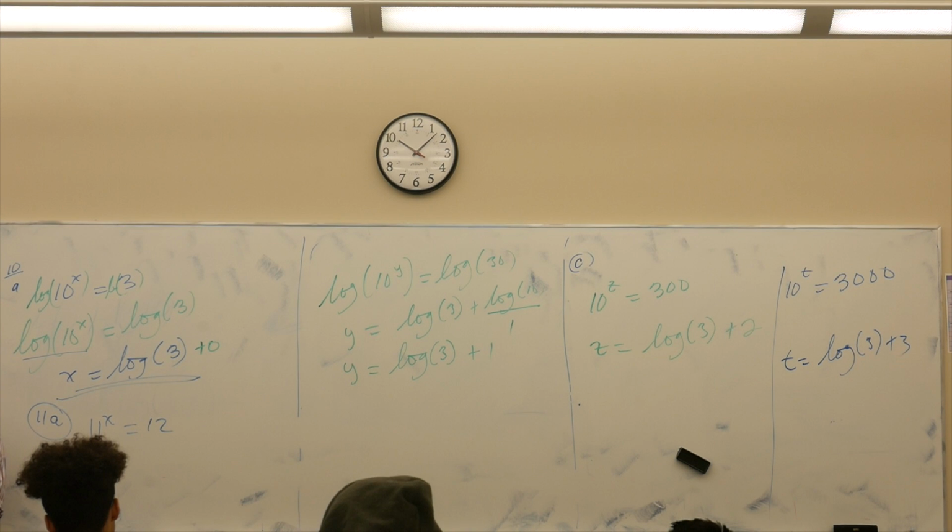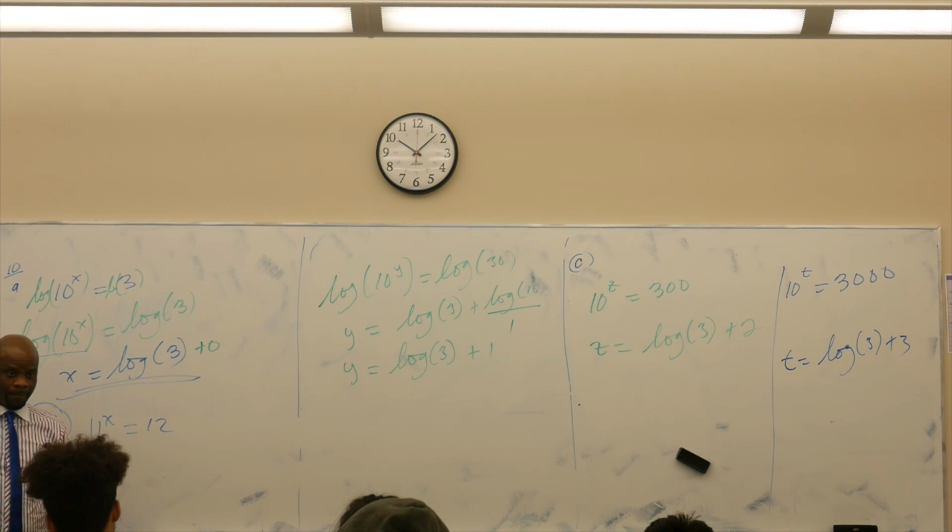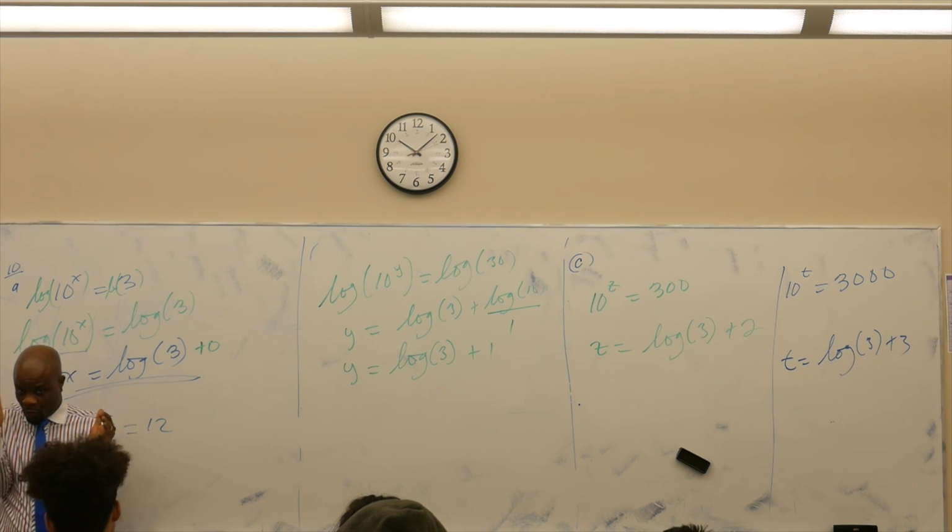11 to the 0 power is 1. It's way smaller than 12, right? 11 to the 1 power is 11. That's almost 12, but not 12. Right? 11 squared is what? 121, way more than 12. So somehow it has to be between 1 and 2.